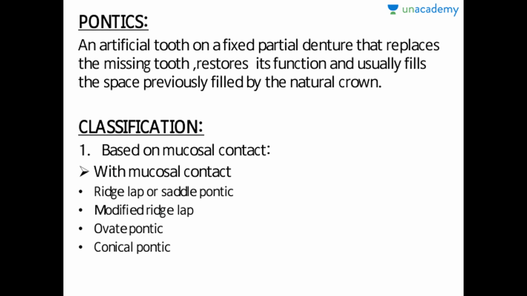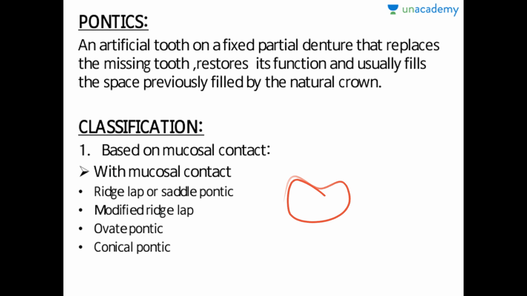Now we are going to classify it. Based on mucosal contact, it can be with mucosal contact or without mucosal contact. Number 1 is ridge lap or saddle pontic. It covers both the labial as well as the lingual surfaces, and therefore it is known as ridge lap, as it covers both the labial or the buccal and the lingual surface.